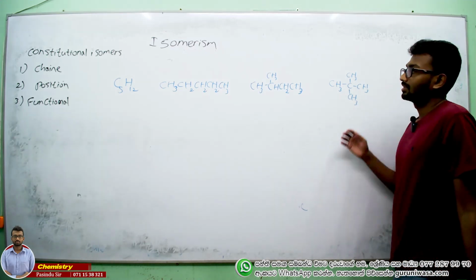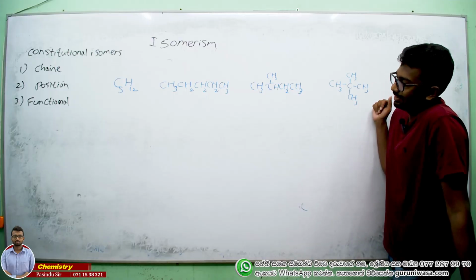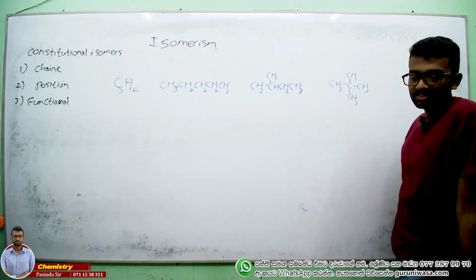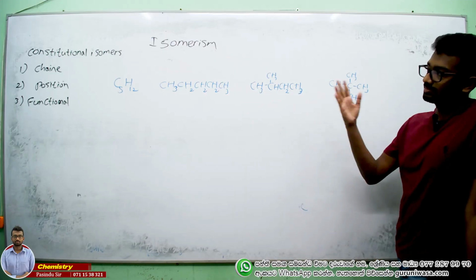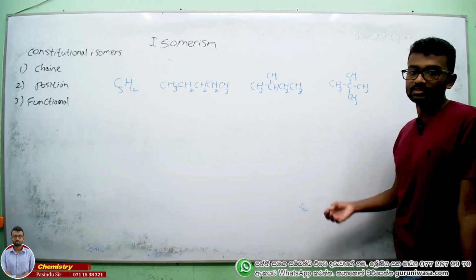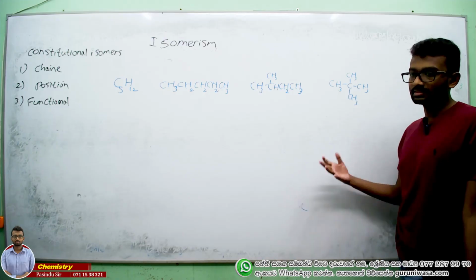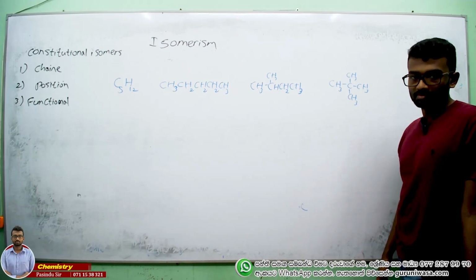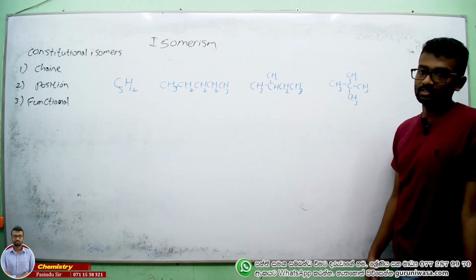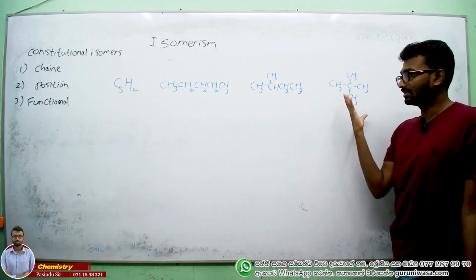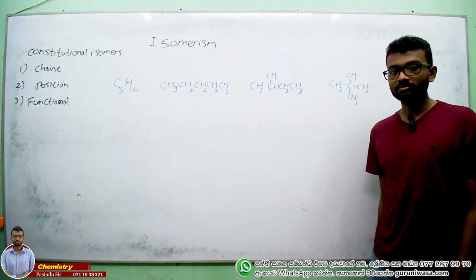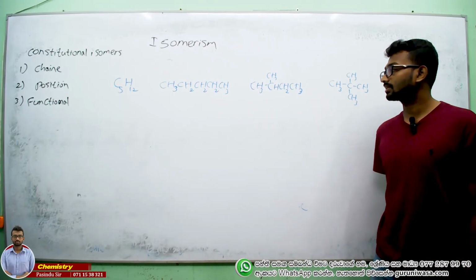As you see, due to this structural change, these molecules show very different properties: their melting points, boiling points, maybe densities can also change. So much does this structure affect them. But all these three have the same formula and same molar mass, yet they show different properties depending on the structure.